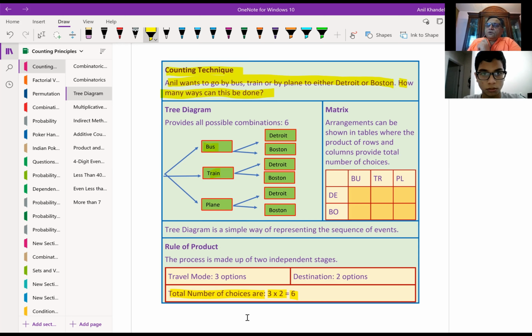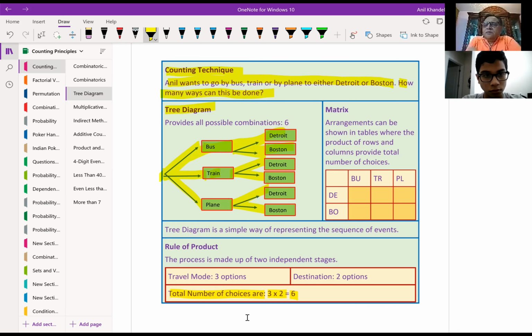When you are answering such questions, a tree diagram is very handy and it clearly shows the total number of paths, as you can see right there. So you could either start with a bus or a train or a plane, right? And then after that, you could decide to go to Detroit or Boston. The total number of ways, as you can see, we'll call them combinations, six combinations. So one combination could be go by bus and then to Detroit, or by bus to Boston. So these are the combinations, six of them, which could be shown with the help of a tree diagram. Is this clear to you?